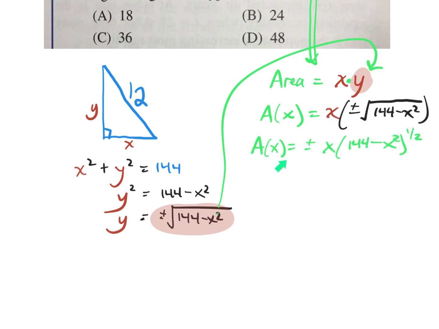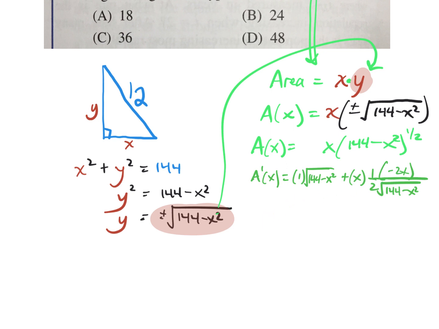There we go. And now we can maximize the area by taking the first derivative, setting it equal to 0 to find those critical values, which is where the relative extremum live. We'll ignore negative values since we're only interested in areas greater than 0. And now let's do the derivative. Derivative of x is 1 times the second function plus the first function times the derivative of the second function. 1/2 of that to the negative 1/2 times the derivative of the inside, which is a negative 2x.